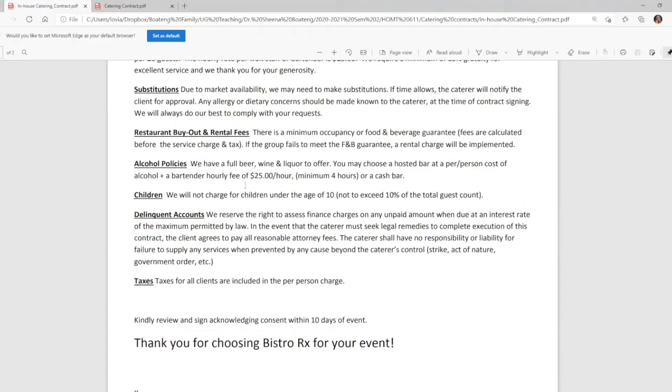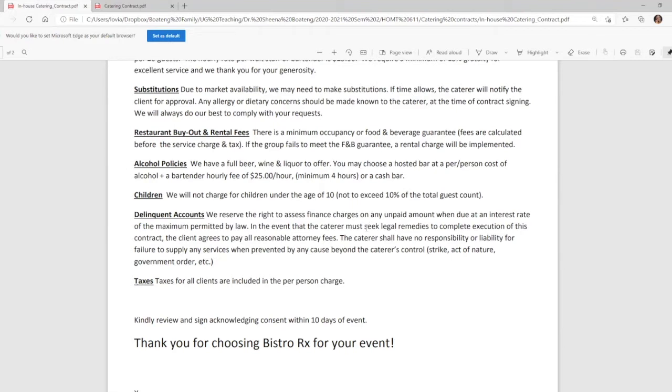And you could also choose a hosted bar at a per person cost of alcohol plus a bartender hourly fee of $25. So if you want to have a bar at your event, which they are supposed to do for you. In this case, is it in-house or outhouse? In-house. They'll charge you $25 per person. And this comes with all the alcohol the person can drink and the services of a bartender. And you can only book it for a minimum of 4 hours. So you can't say you are booking the beverage service for 1 hour.